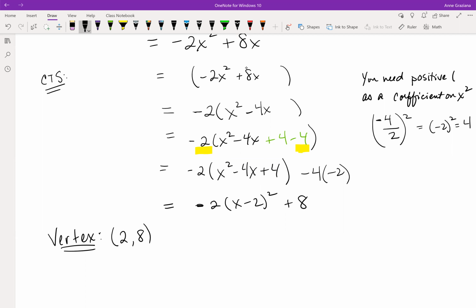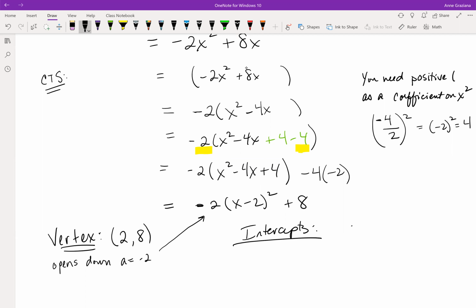The other thing you should notice is, how does this open? Does it open up or down? Down. Because a equals -2, right? Okay. Now, my intercepts. To graph this, what you basically need is your vertex and your intercepts.